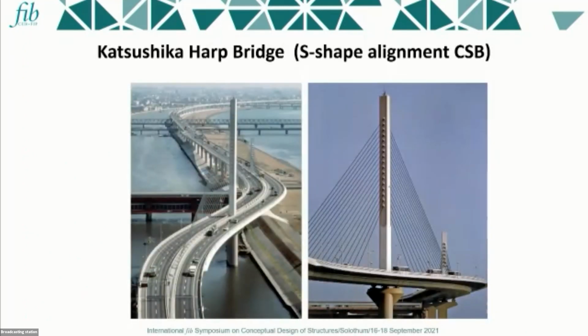This is a Japanese expressway, and the alignment is S shape. In this bridge, we don't use the ordinary box girder because of the transport condition of the steel. So finally, the designer decided to use a cable-stayed bridge, but this is very clever.